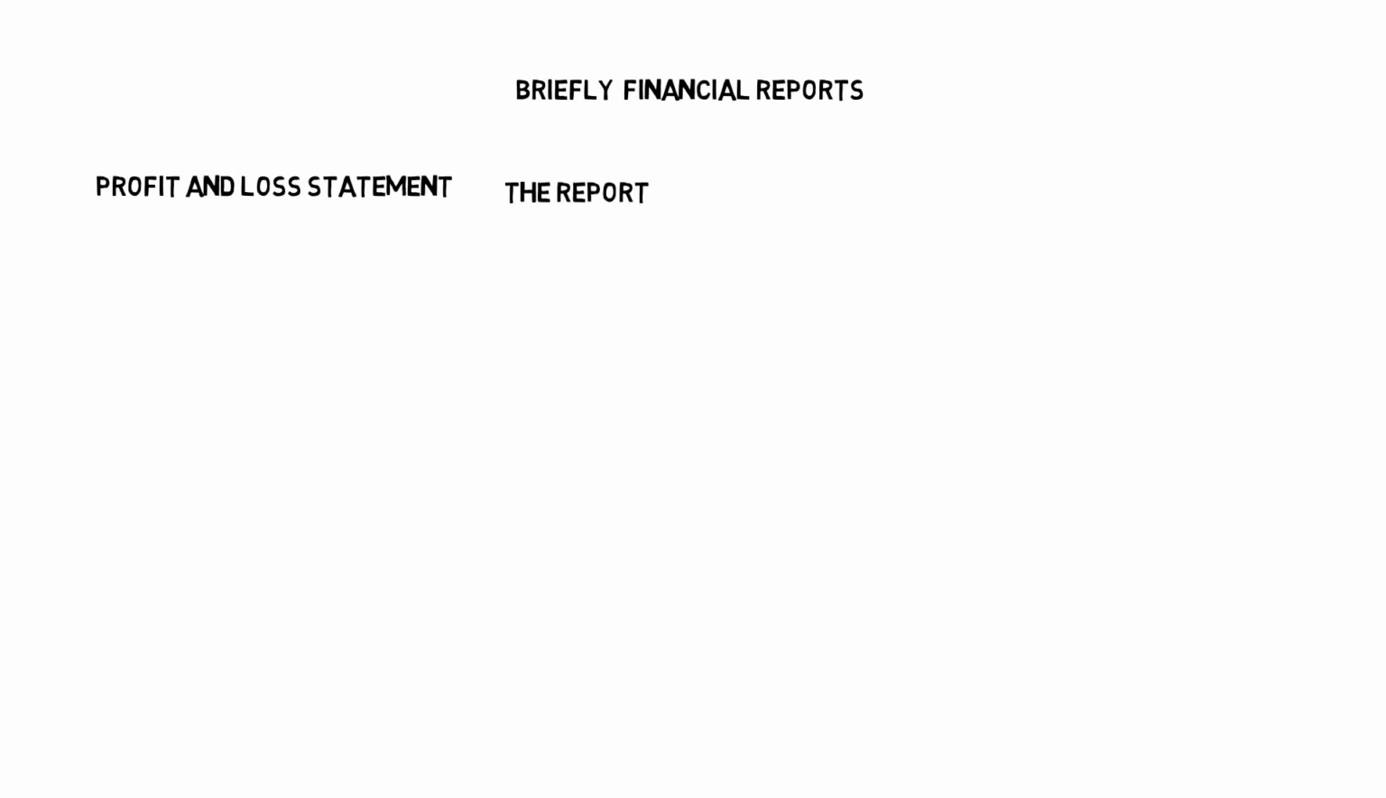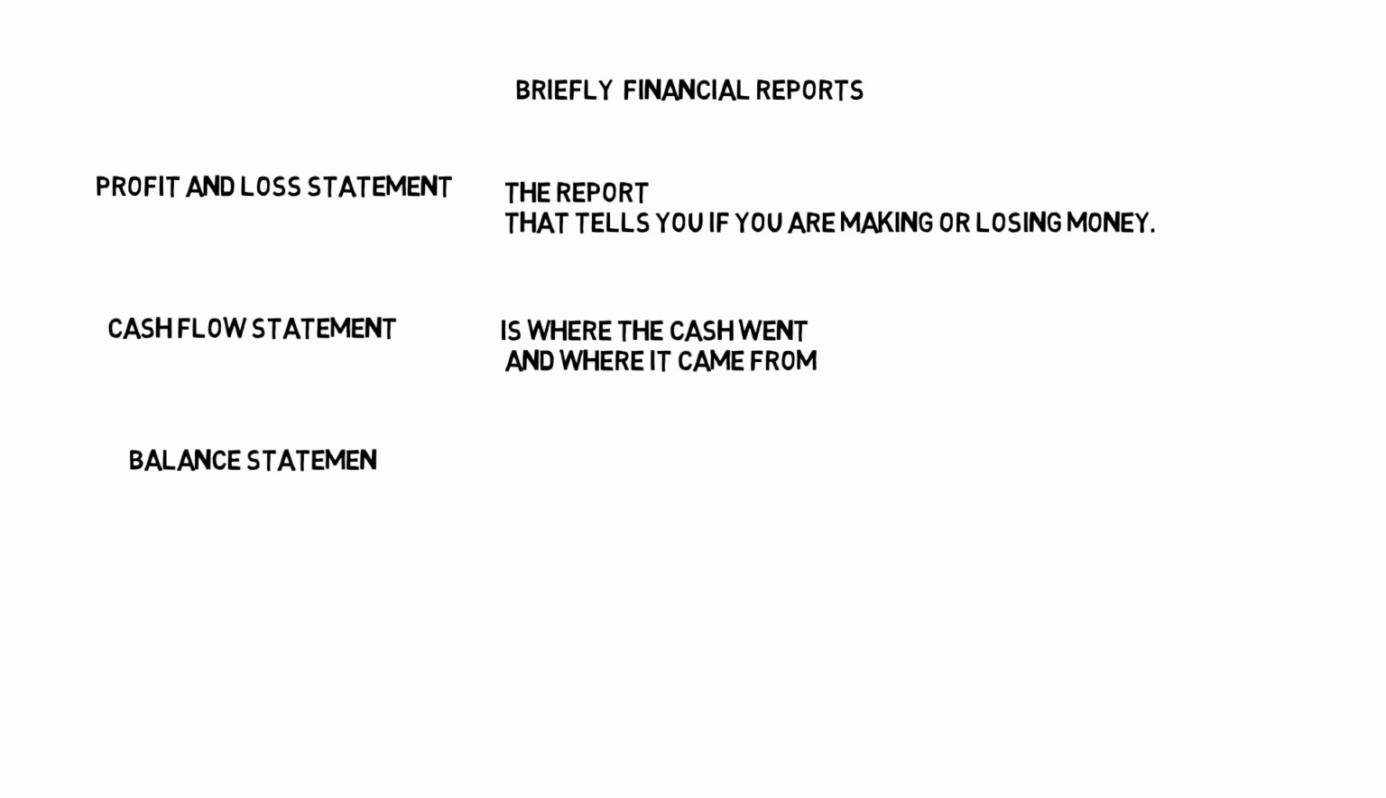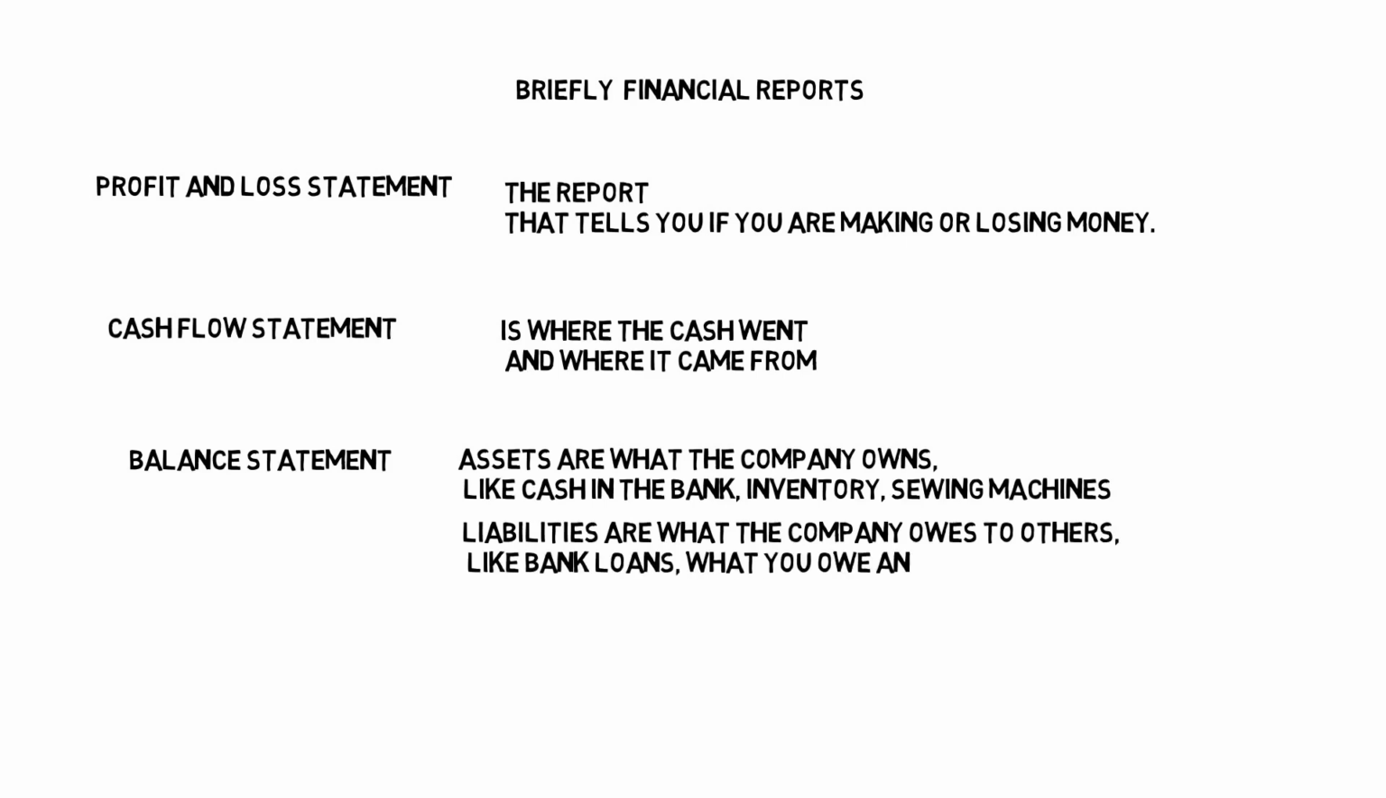Let's talk a little bit about financial reports. Briefly, a profit and loss statement is a report that tells you if you're making or losing money each month, each quarter, each year. A cash flow statement tells you where the cash went and where it came from. It's very important for you as the boss, as the owner, as the CEO, to understand your financial statements and to make sure that they're accurate and make adjustments all the time so that you can put your company in a good position.